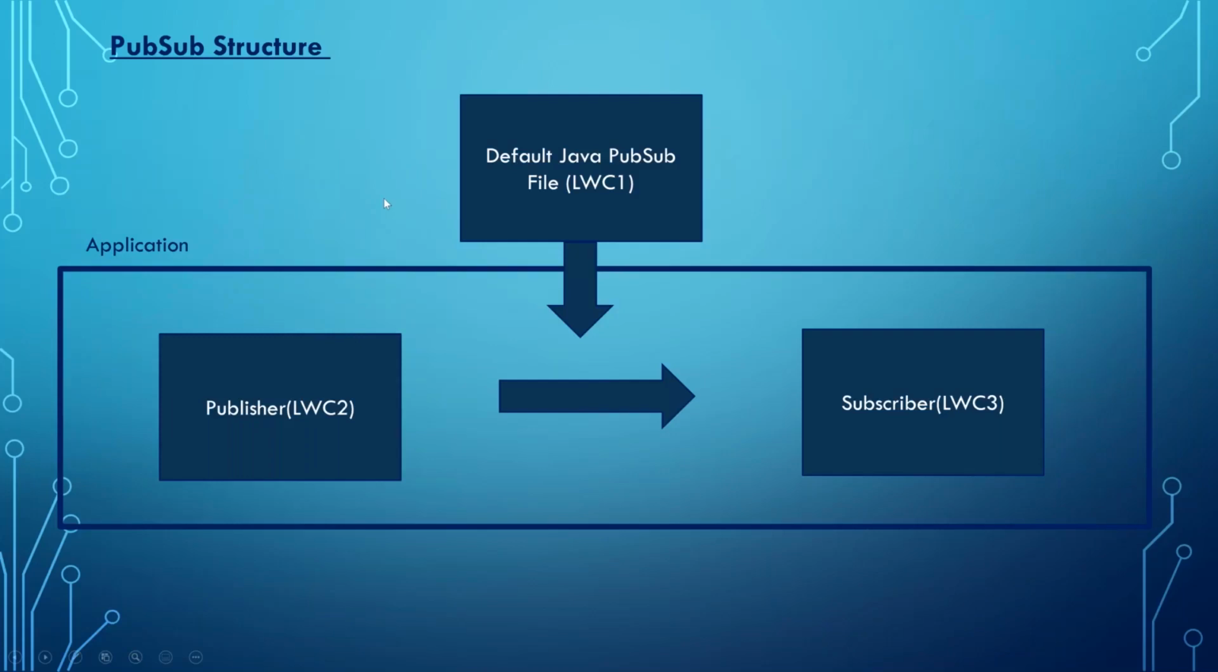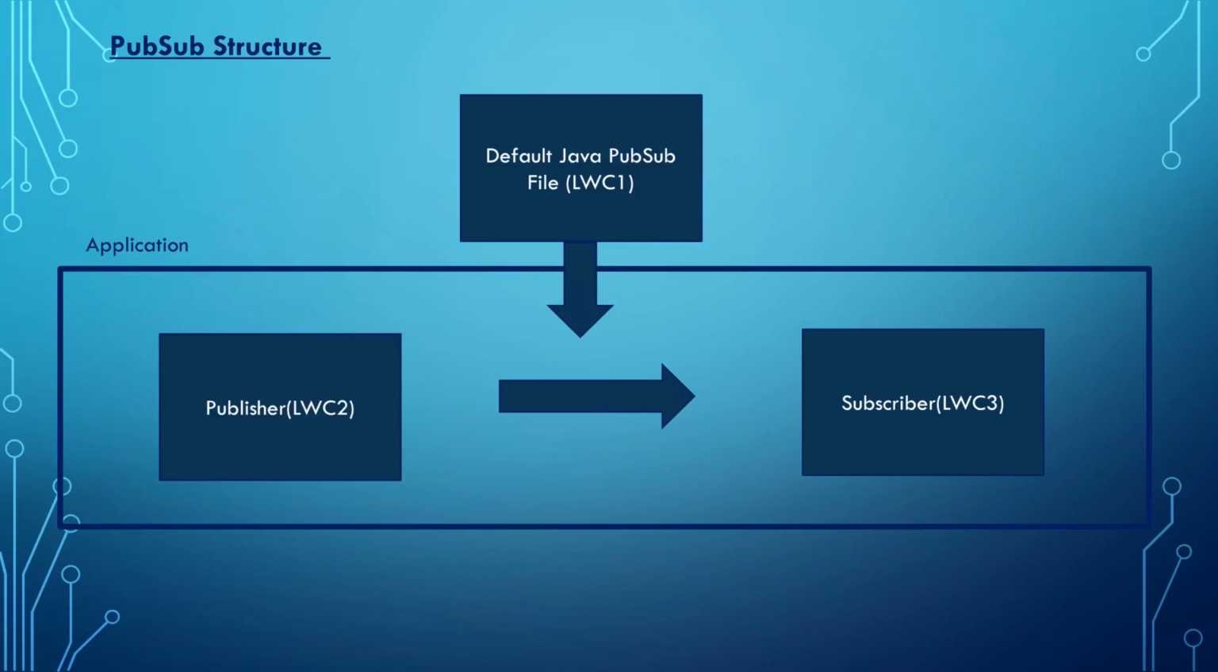Those who want to draw, they can draw this. LWC2 wants to communicate with LWC3. Then you need LWC1 as a PubSub, as an intermediate file between the both. Within the same application, remember that. It's not outside the application. Whenever it's outside the application, the concept is called LMS, Lightning Messaging Service, which we'll see next week, probably next Saturday. LMS and Jest.